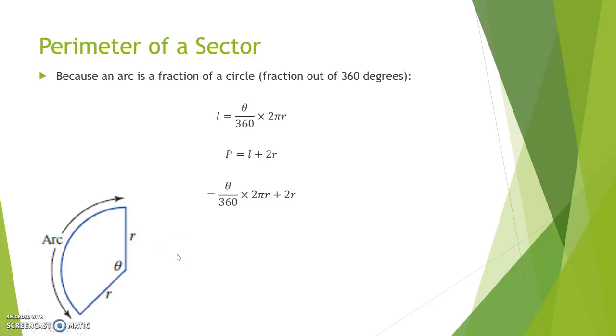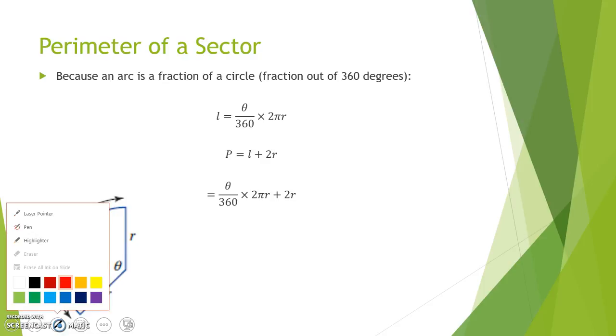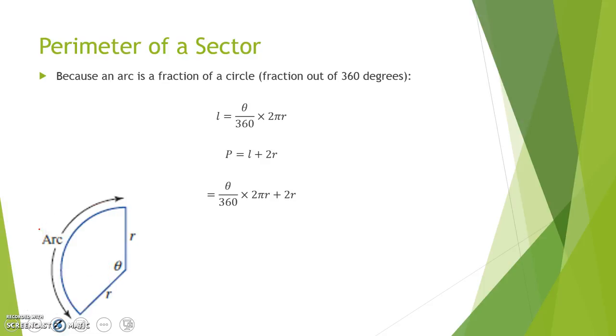Alright, sector is a little bit different. So most of us have looked at these sorts of questions before. So there's a quarter of a circle. So the curved part here is a quarter of the circumference. So we work out the circumference, divide by 4.